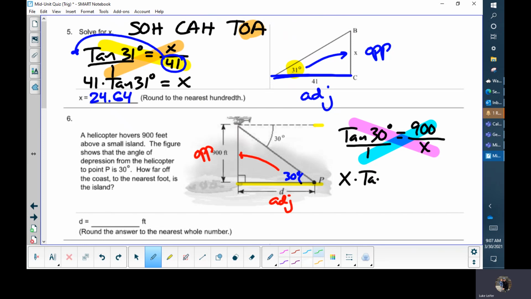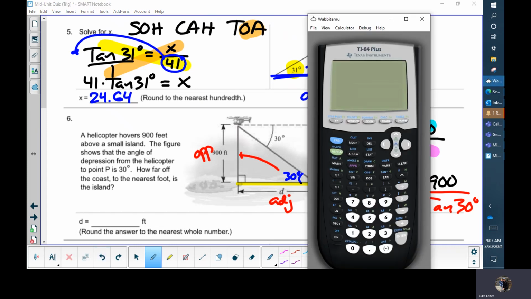X times the tangent of 30 degrees equals 900 times 1. And then you'll notice right here, X times that number. Again, tangent of 30 is a fraction or decimal pre-programmed into my calculator. The opposite of multiplying by that number is dividing. Remember to balance out your equations. Whatever you do on one side, you must do on the other. Those go away.